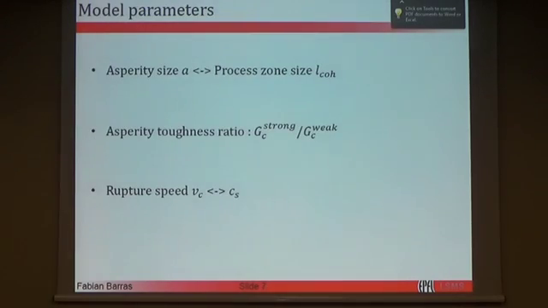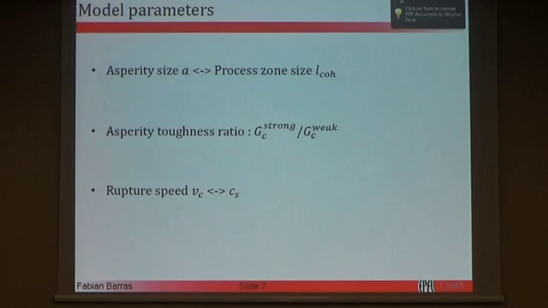So I have three model parameters that can control the problem. I have the asperity size that can be compared to the process zone size of my cohesive law. I have some asperity toughness ratio, so the ratio between the strong and the weaker stripes. And finally, I have also the rupture speed.